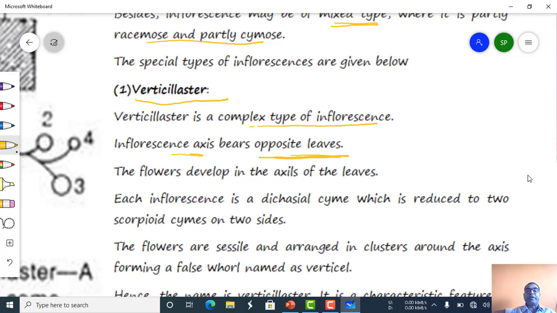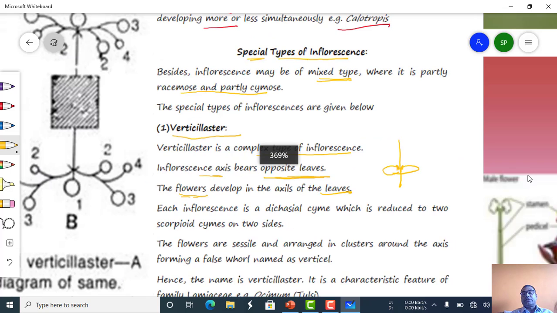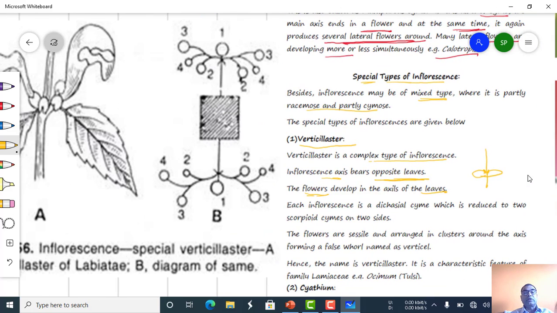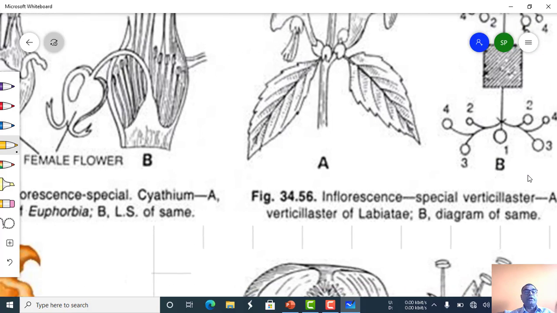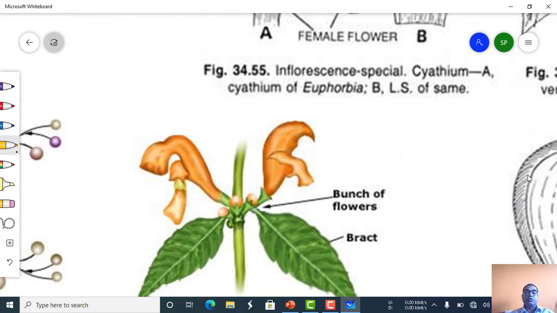Inflorescence axis, that means peduncle, bears opposite leaves, and flowers develop in the axil of the leaves. So on the peduncle, opposite type of leaves are present, and in the axil of leaves, flowers develop. Each inflorescence is a dichasial and is reduced to two scorpioid cymes on two sides.